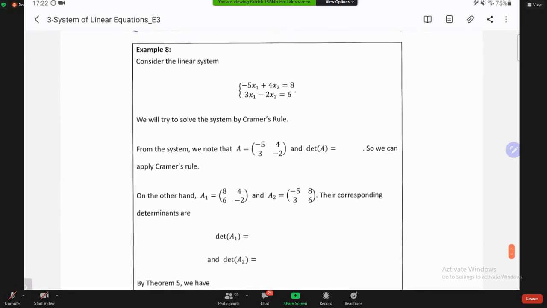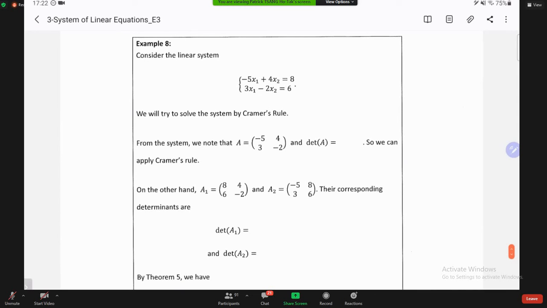Okay, so let's take a look. Example 8. I would like to apply Cramer's rule to a simple system.